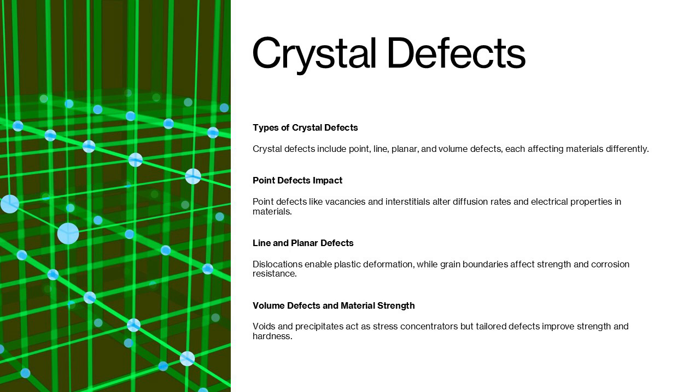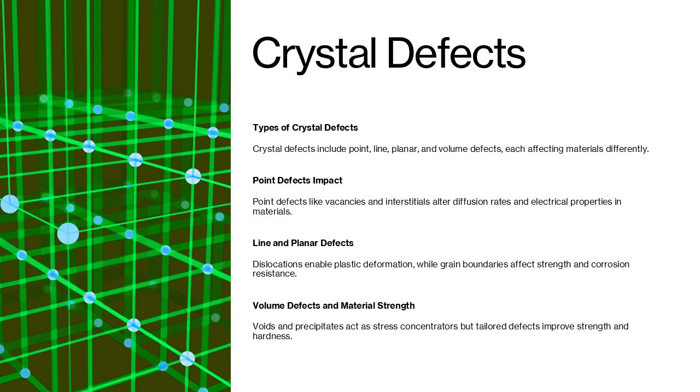Line defects, primarily dislocations, are critical for plastic deformation as they enable slip in metals. Planar defects such as grain boundaries and twin boundaries influence strength, toughness, and corrosion resistance. Volume defects, including voids and precipitates, can act as stress concentrators and initiate failure under load.